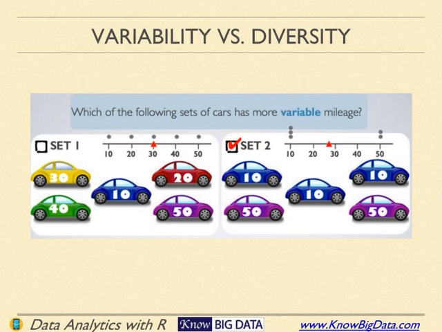Now let's say we give values to the cars, not only the colors. Set 1 contains 5 cars, and their mileages are 10, 20, 50, 40, 30. In set 2, the mileages are 10, 10, 10, 50, 50. Which has more variance, or more variable mileage, set 1 or set 2?